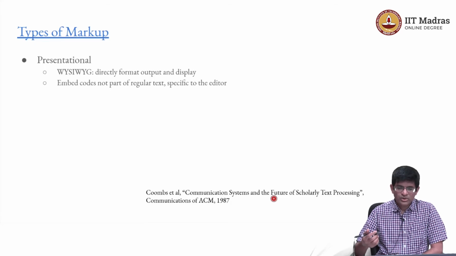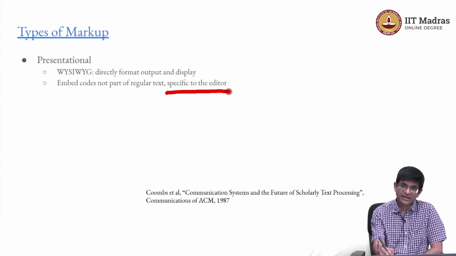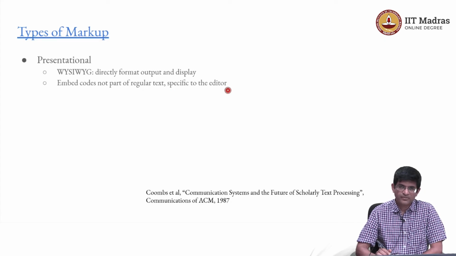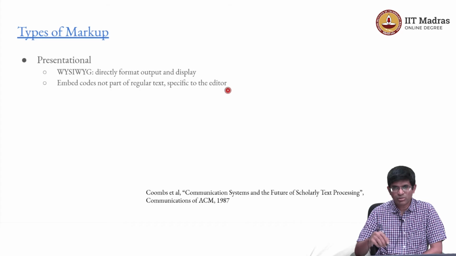In this approach, very often they embed codes which are not really part of regular text. So if I try reading through the raw bytes corresponding to a Word document, the bytes won't make any sense. They make sense to the particular editor. So they are specific to the particular editor or word processor that you are using, and are difficult for a human to understand, but are good enough. In terms of presentational markup, it probably tells you that this part should be bold, this part should be italics, this part should be larger font size. All of those things can be specified directly as part of the presentation.